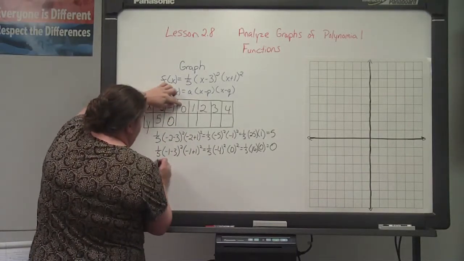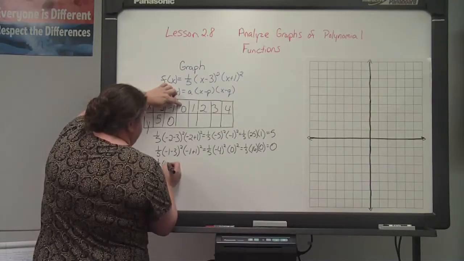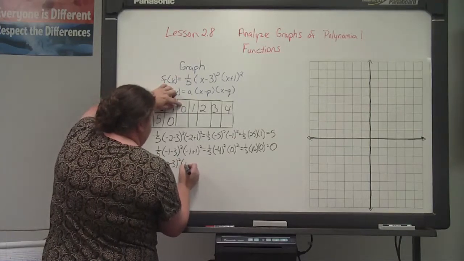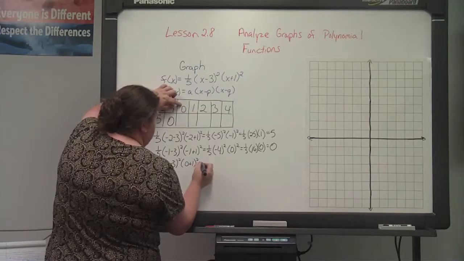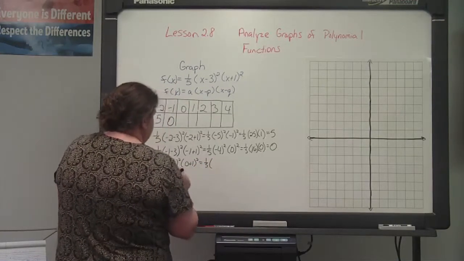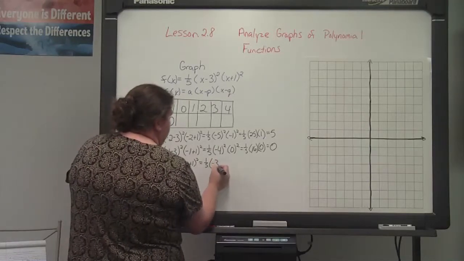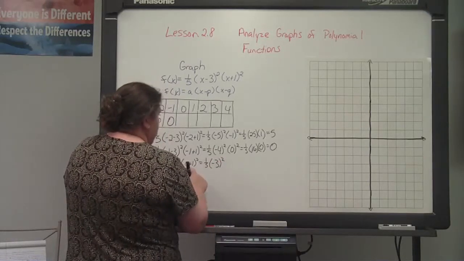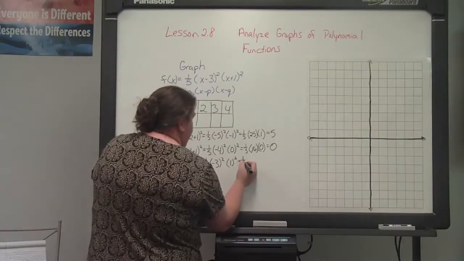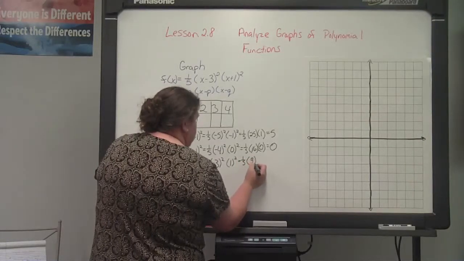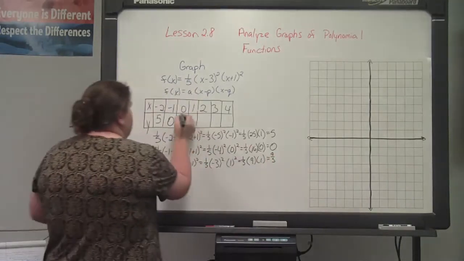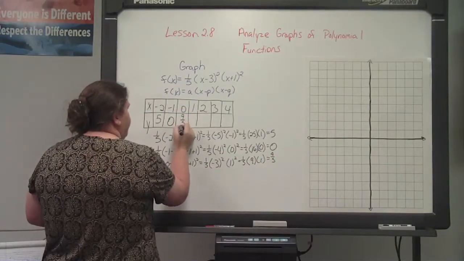We're going to go again. 1/5 times (0 minus 3) squared times (0 plus 1) squared. Again, I have 1/5 times 0 minus 3 is -3 squared, and then 0 plus 1 is 1 squared. So I have 1/5 times 9 times 1 gives me 9/5. So there is my third answer.